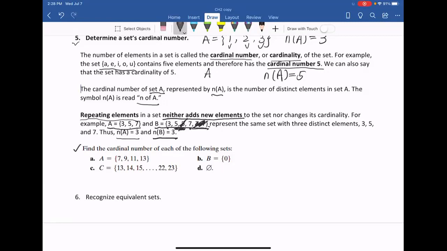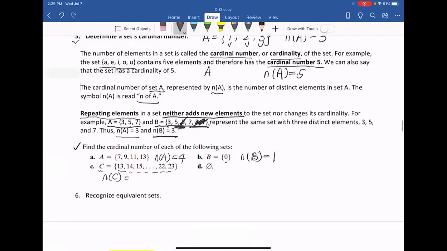So move on to the next question. Find the cardinal number of each of the following sets. N of A equals, just count, 1, 2, 3, 4, equals 4. There are 4 elements. N of B, only 1 element, so it's 1. N of C, you just count, or you can use your fingers to count how many elements. There are 11 elements in the set.